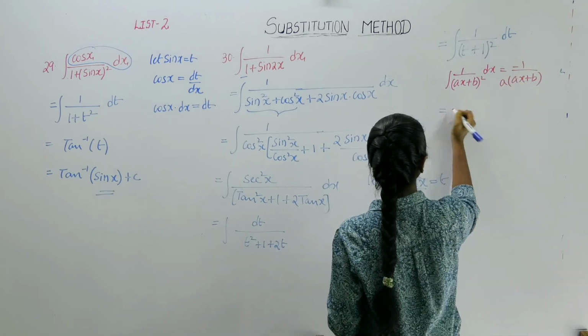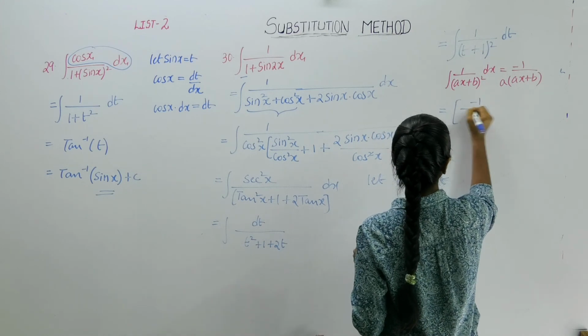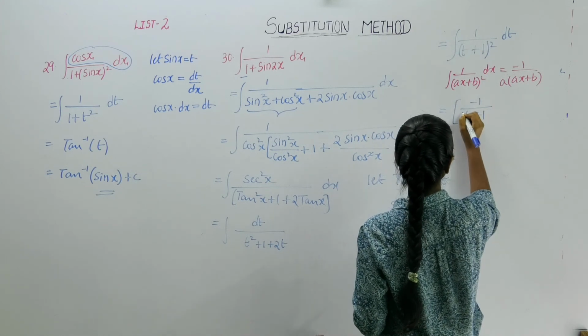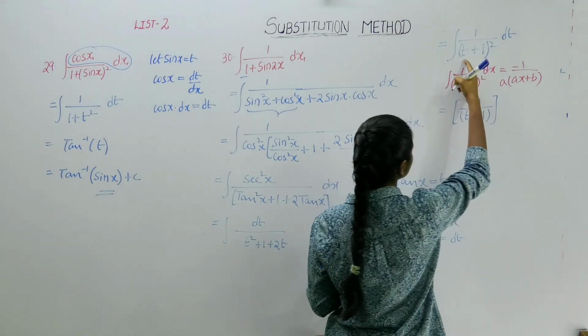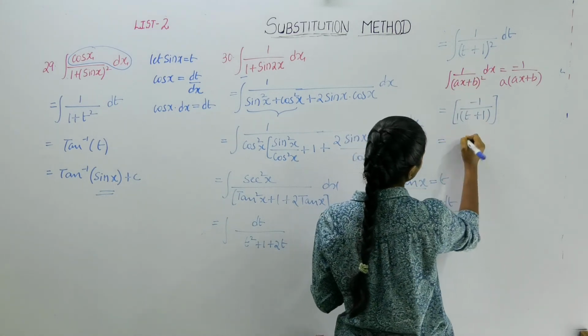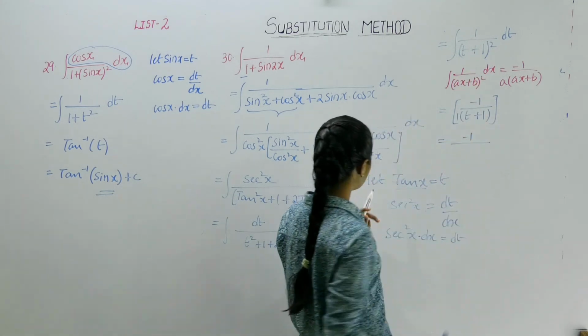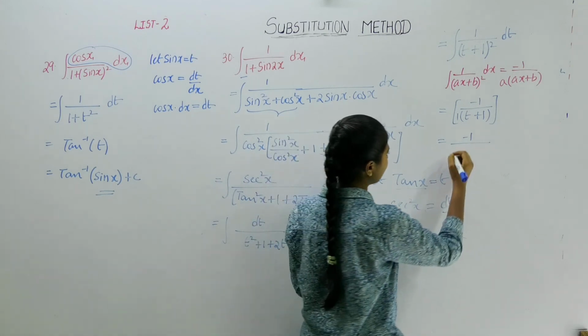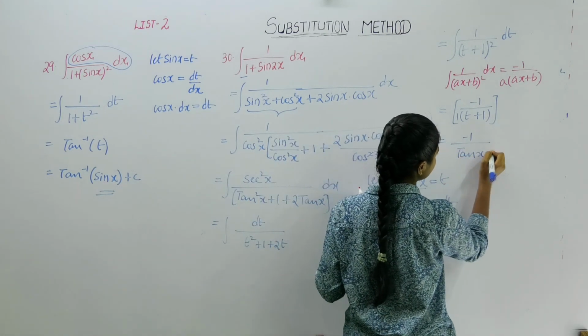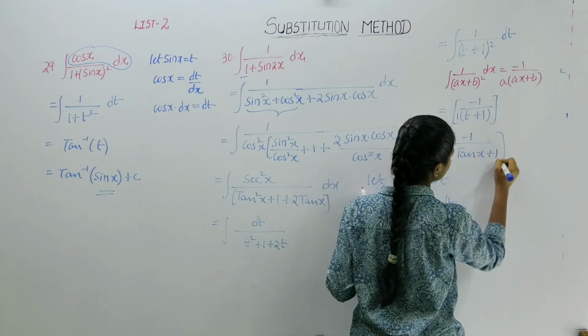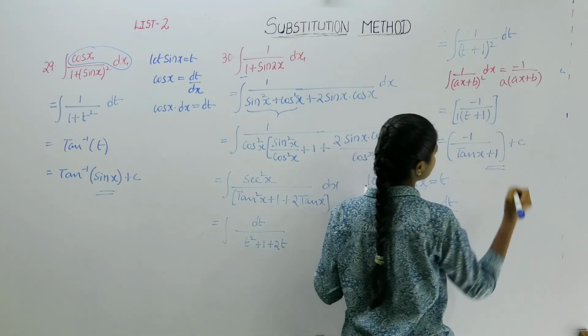When we substitute the formula, we get minus 1 by t plus 1. Here the coefficient of t is 1. Now finally, what is the value of t? It is tan x. Minus 1 by tan x plus 1 plus c. This is the final answer.